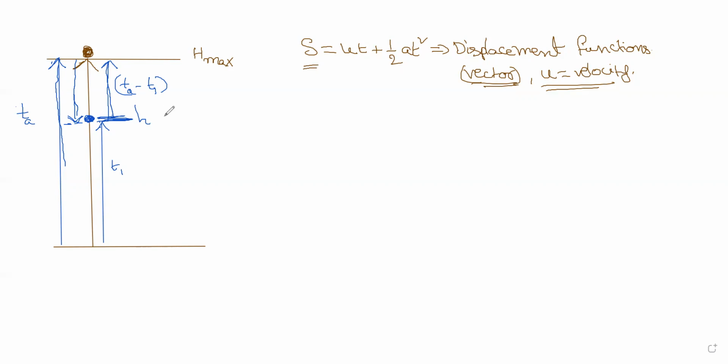Let us call this point the x point. At this point it will reach back again, and now this entire time, that is time of ascent plus some t dash, is t2. So for the time t1 as well as for the time t2, it will reach the same point x.